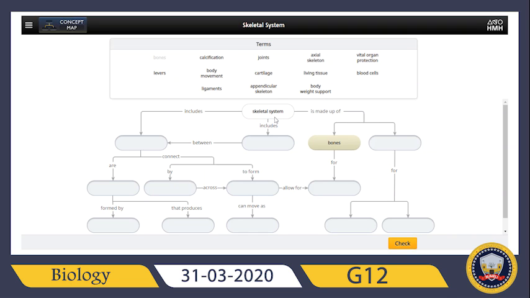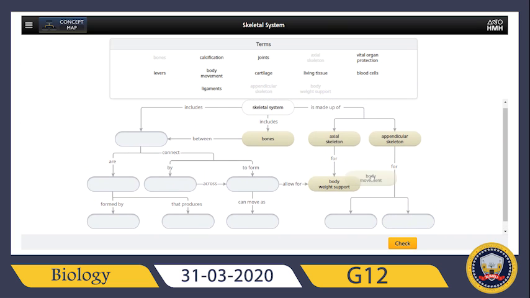So let's try made up of not bones, axial skeleton and appendicular skeleton. Okay, so skeletal system includes bones between what? Let's continue solving this. The axial skeleton for body support, while the appendicular skeleton is for body movement.